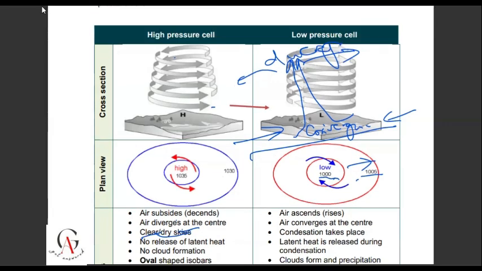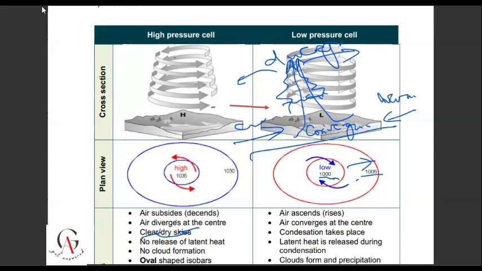Given this condition, we are most likely to have unstable conditions. We have cloud formation. If this is warm and moist air which is converging and being forced to rise, it will ultimately get to the dew point level. It will condense and create clouds that are going to produce rainfall. So typically we have unstable conditions when we have a low pressure cell. Condensation will take place because of the upliftment of the air.